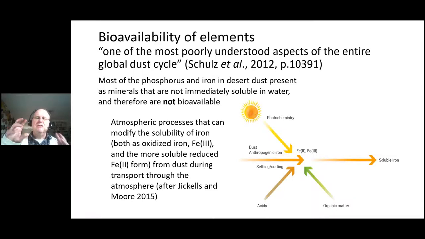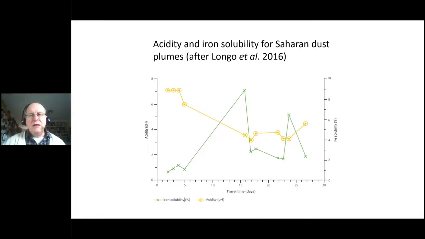And the action of these various processes on dust particles during transport is thought to help to change the chemistry and perhaps to make the elements themselves more bioavailable. There's not an awful lot of definitive research in this area, but this is one graph which helps to demonstrate some of those relationships. It's looking at the acidity and iron solubility for Saharan dust plumes, although I have to say it's not the result of one continuous stream of dust.